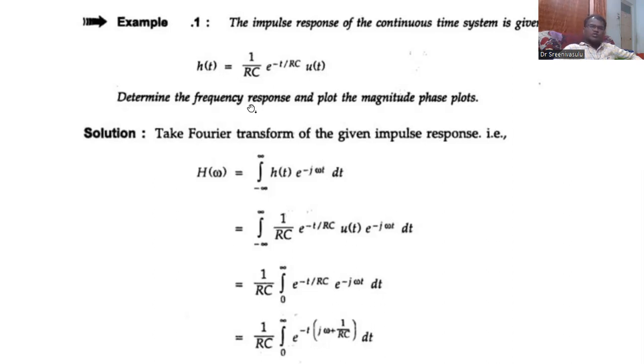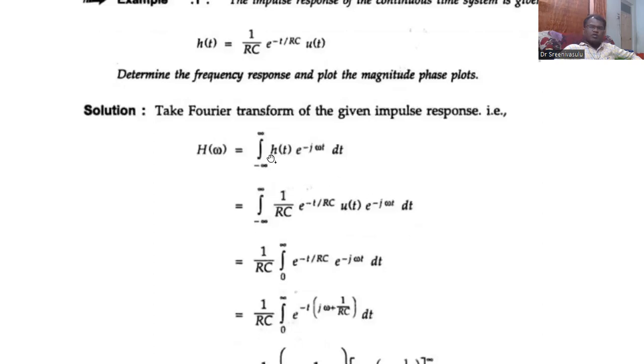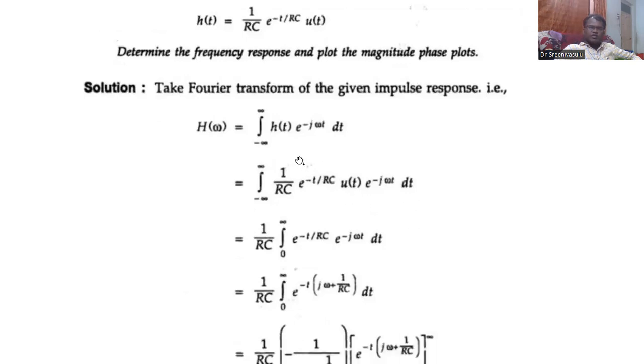So H of omega is equal to, you know that formula, the Fourier transform formula: Fourier transform of h of t is H of omega, equal to the integral from minus infinity to plus infinity of h of t into e power minus j omega t dt. Now, instead of h of t, we write 1 by RC, e power minus t by RC into u of t, and e power minus j omega t dt. So you substitute this h of t, and 1 by RC is not a function of time, so you write it outside of the integration.